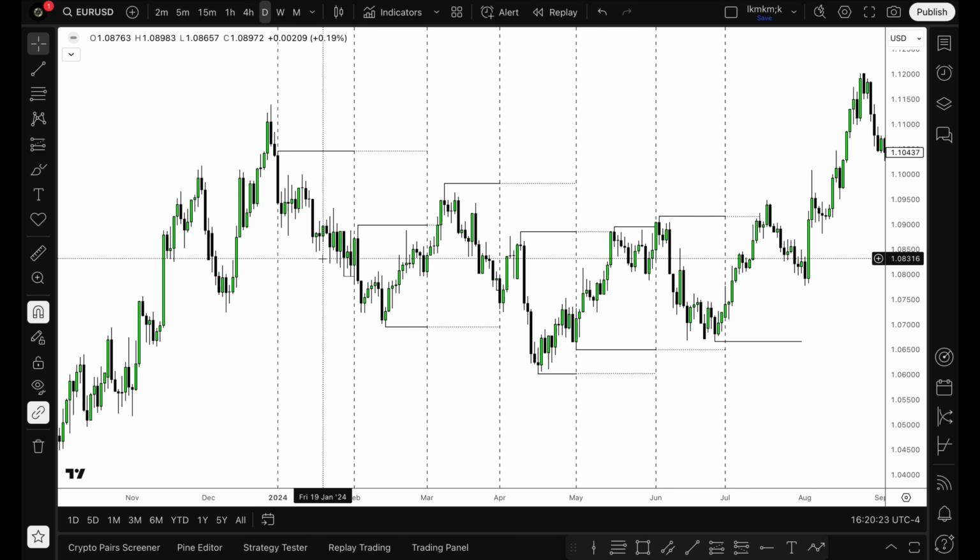So as you can see, in the month of January 2024, we have the monthly high and then the monthly low. The monthly low was taken out in February when price displaced lower.